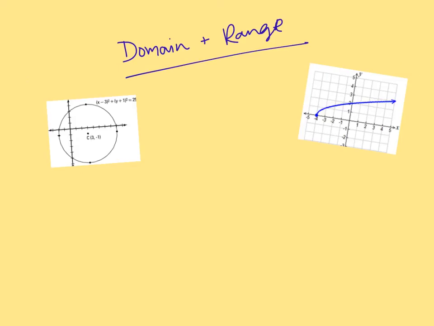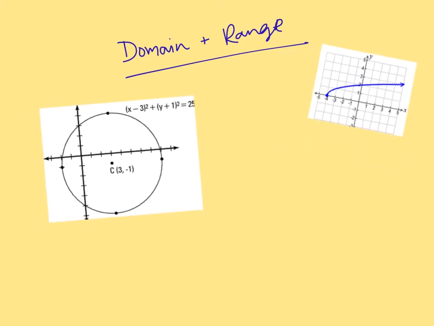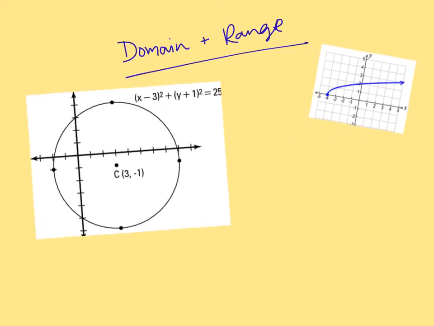Okay, let's take a look at domain and range graphically. So I picked a circle and then a square root function. Let's take a look at the circle. This is not a function because if we plugged in, let's say 3 to our function, we get an output up here at positive 4.